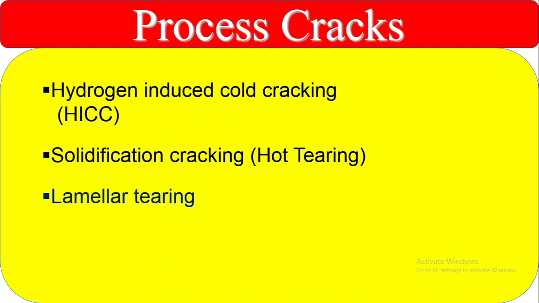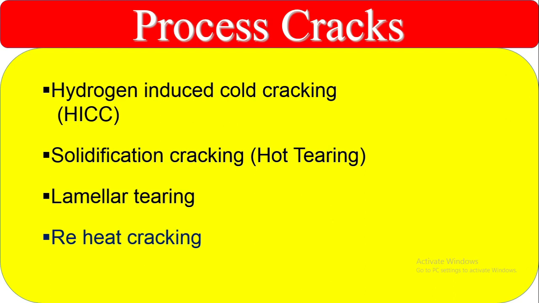Now lamellar tearing, what is lamellar tearing, and where does it occur? Lamellar tearing always occurs in joints with high through thickness, like a T joint or a corner joint. Why does lamellar tearing occur in the T joint or corner joint? The most important factor is the high localized stress or low ductility of the plate in the through thickness condition. That's why lamellar tearing occurs. So these are the process cracks. When lamellar tearing is there, definitely there will be a crack.